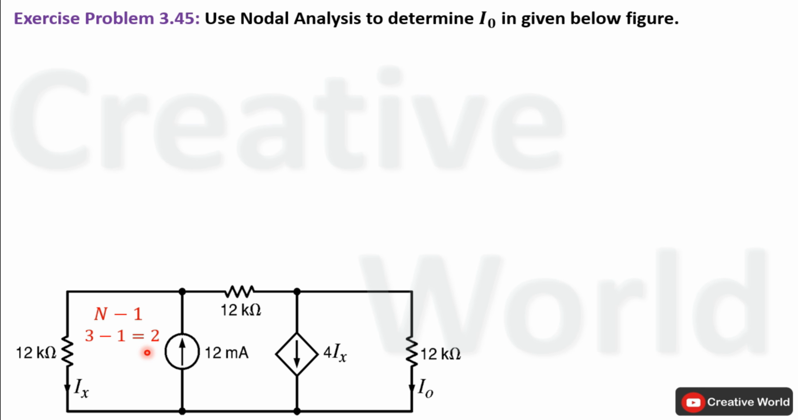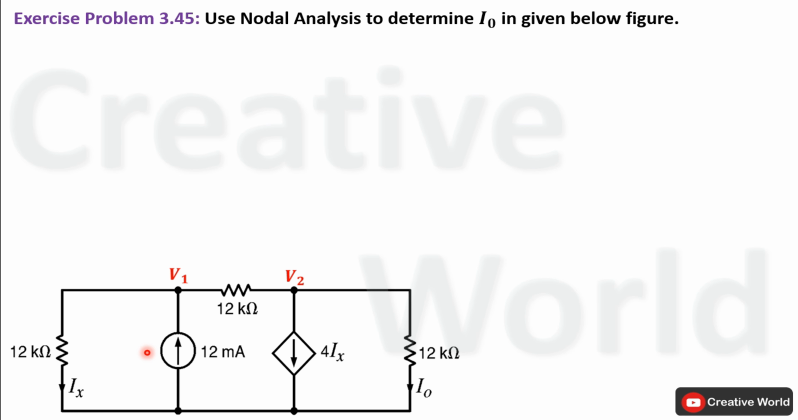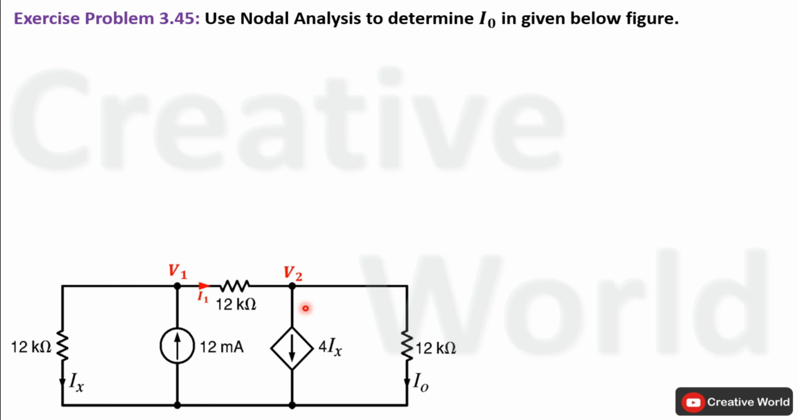In next step, we have to label all unknown non-reference node voltages. We are considering this node as a reference or ground node. Other two non-reference node voltages are labeled as V1 and V2. In next step, we have to assume all unknown branch currents along with their directions in the network. Now we will apply Kirchhoff's current law one by one on these two non-reference nodes to find out their node voltage equations. We will start from here.